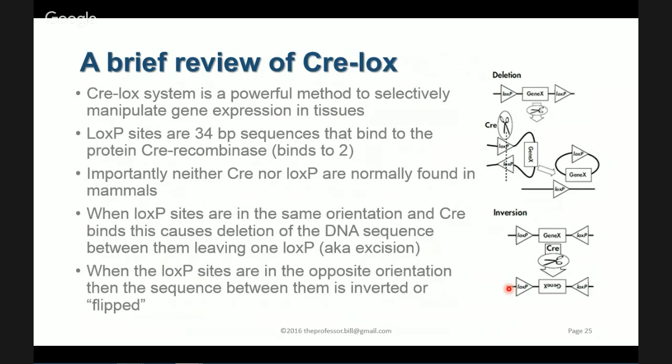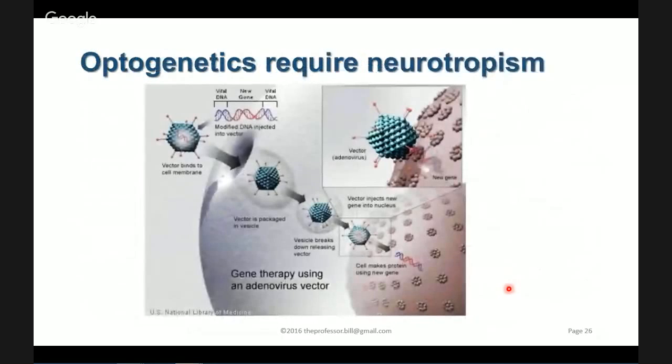So again, this is a really powerful technique, and I will come back and introduce it to you again on Thursday in a specific context related to epilepsy. I wanted you to be at least aware of the different strategies that are used to increase the specificity.